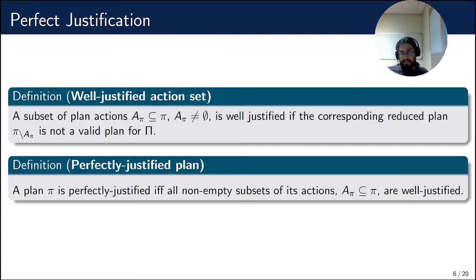Formally, we define a perfectly justified plan as one where all the subsets of its actions are well justified. And a subset of actions of a plan is well justified when the removal of said subset of actions creates a plan that is not valid for the original planning task.